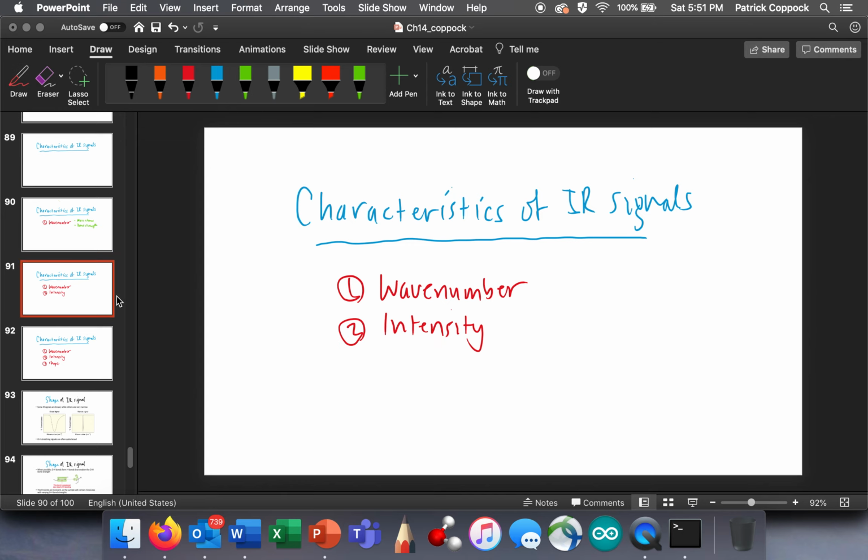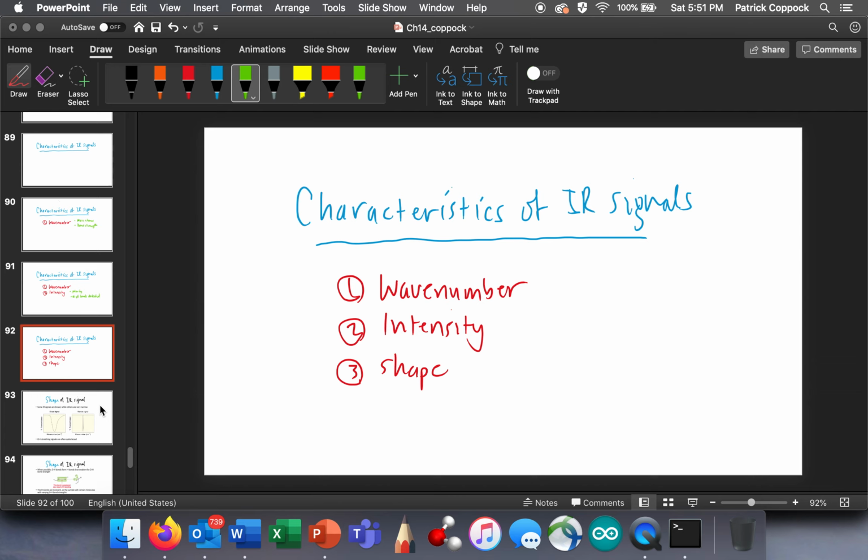The second thing we talked about was the intensity. The things that affected this were polarity and the number of bonds detected. For example, if there were a lot of CH bonds, then that would make the CH peak even more intense. Well, the third characteristic we're going to consider is shape.